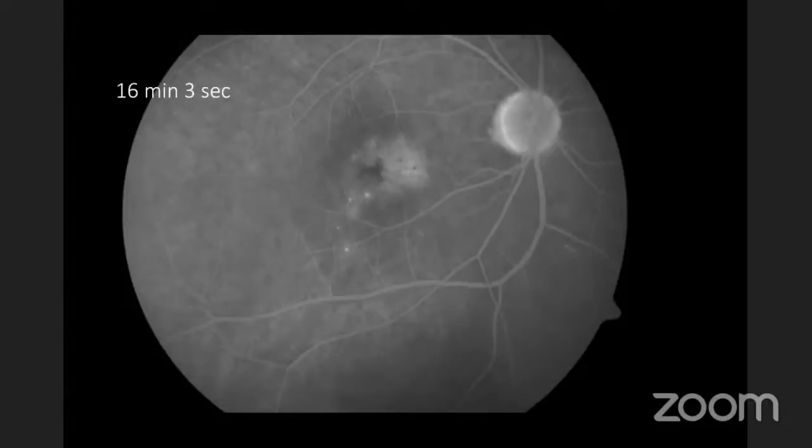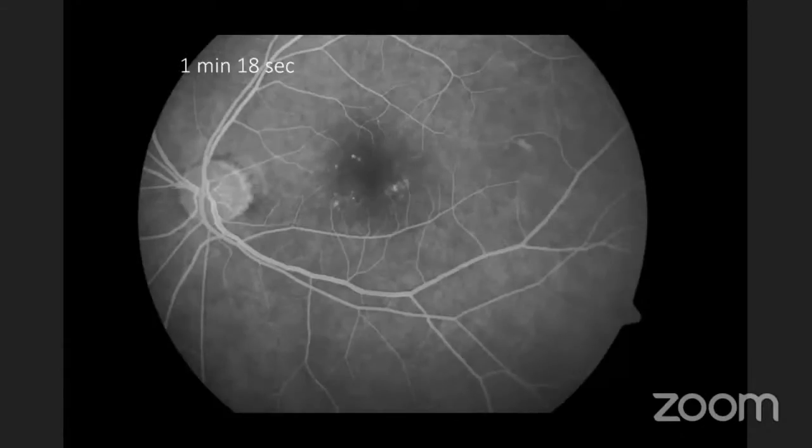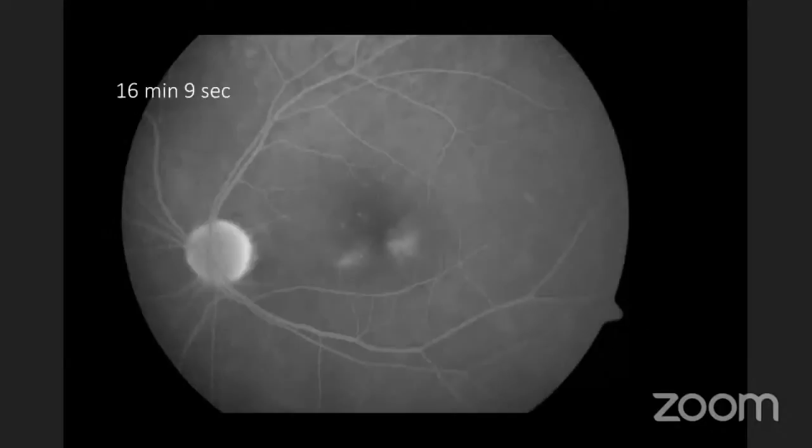Sure enough, you also are going to look at the peripheral fields to see if there are any NVE which may be occult and which you may have missed clinically. The left eye also has microaneurysms which are closer to the center, and these of course are leaking in the late phase. The OCT, I'm just showing the right eye here because that's the eye of interest.